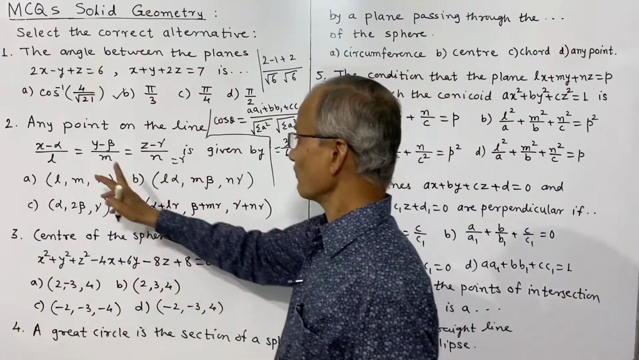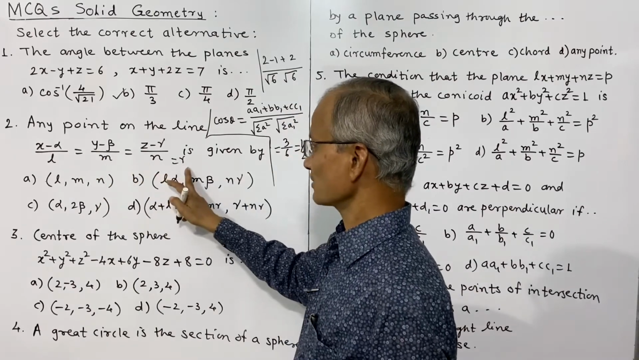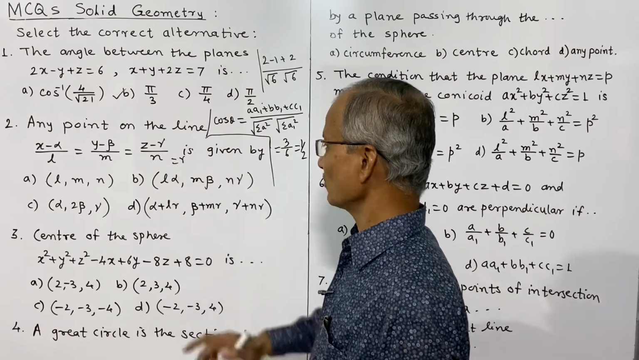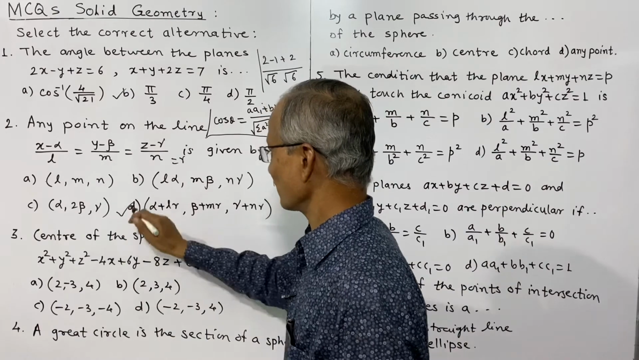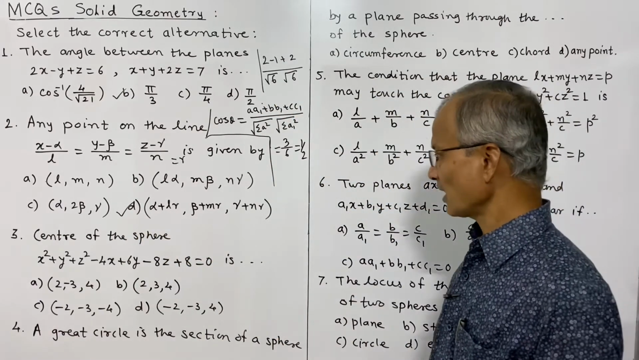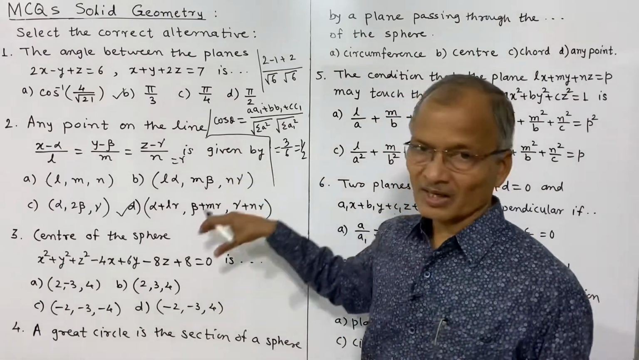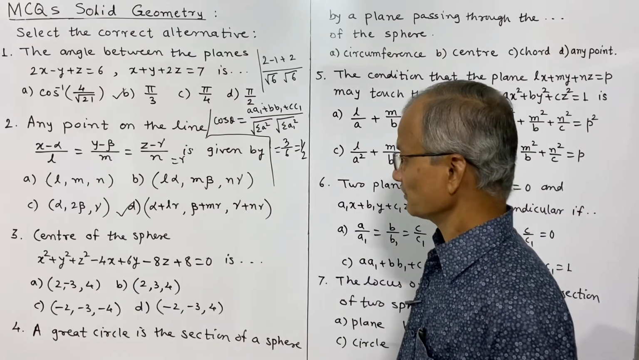And similarly, equating this ratio to r, we will get y is equal to beta plus m into r, and z is equal to gamma plus n into r. So the general point is given by this expression: alpha plus L into r, comma, beta plus m into r, and gamma plus n into r. This we have done while solving the problems on right line.